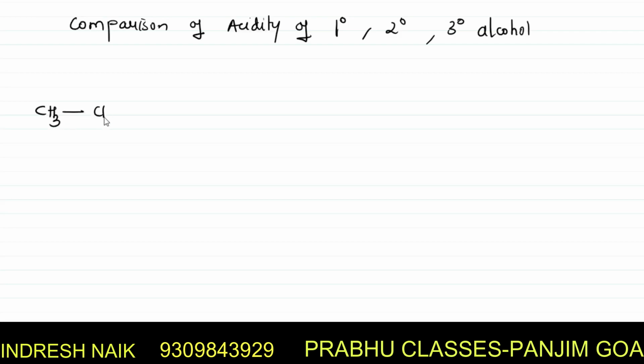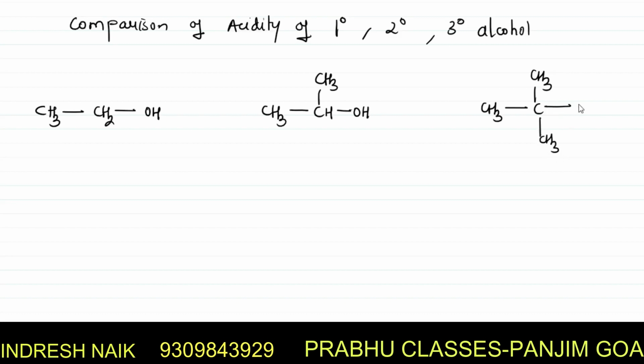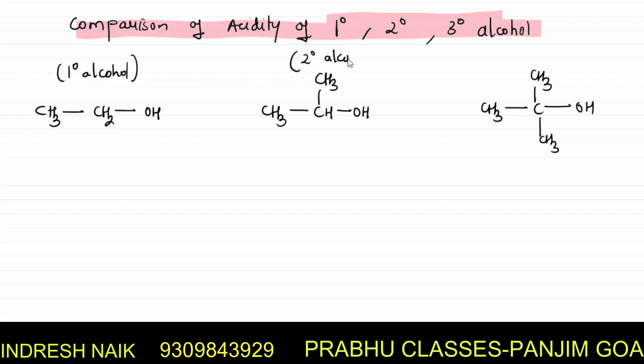So this is an example of a primary alcohol, right? A secondary alcohol will look this way, right? And the tertiary alcohol will look this way. So I'm comparing the acidity of the primary, secondary, and tertiary alcohol. So this is primary alcohol, right? Here this is secondary alcohol, and this is tertiary alcohol.